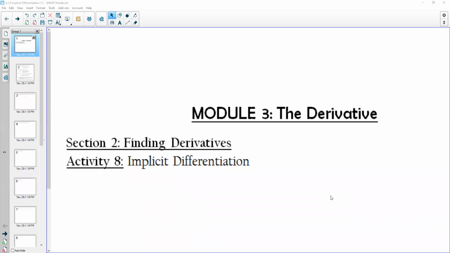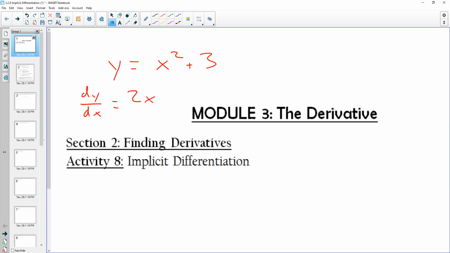Okay, so today we are doing implicit differentiation. This is different than what we've been doing previously, because when we've been differentiating things, we've been doing it like y is equal to x squared plus 3. We've been differentiating y with respect to x, right? Like dy over dx equals 2x, right? But with implicit differentiation, we're going to be differentiating not only with respect to x, but we can differentiate everything within these functions, okay?